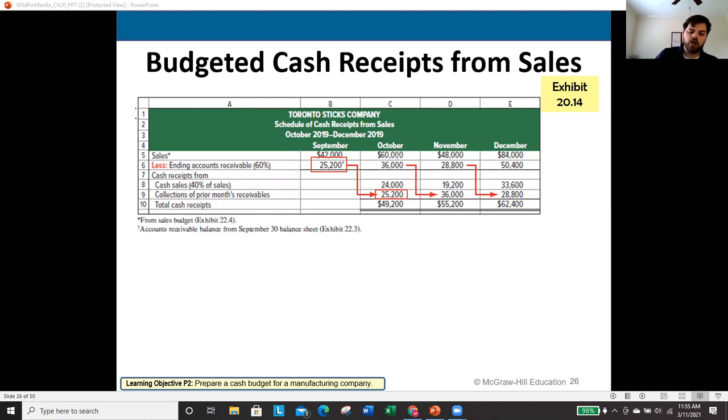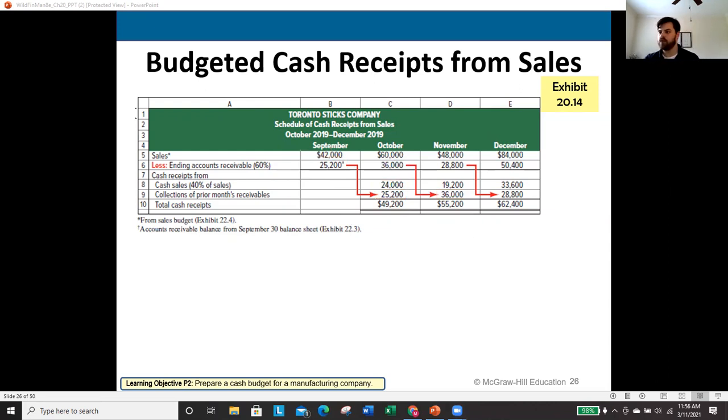But in the month of October, I made 60,000 in sales. Well, 60% of that, 36,000, was actually made on credit. So that 36,000 will run through and actually get collected in November, meaning that only the 60 minus the 36, or this 24,000, will be collected now in the month of October. So what I've collected in October is 40% of October sales plus 60% of September sales. And so we start to get this nice layering coming through.